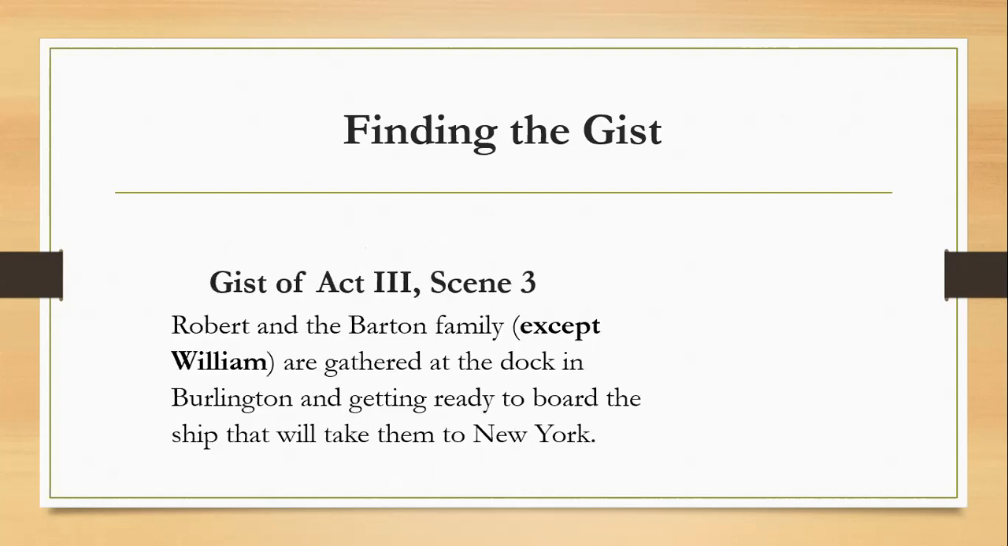So what is the gist of Act 3, Scene 3? Robert and the Barton family, except William, are gathered at the dock in Burlington and getting ready to board the ship that will take them to New York.